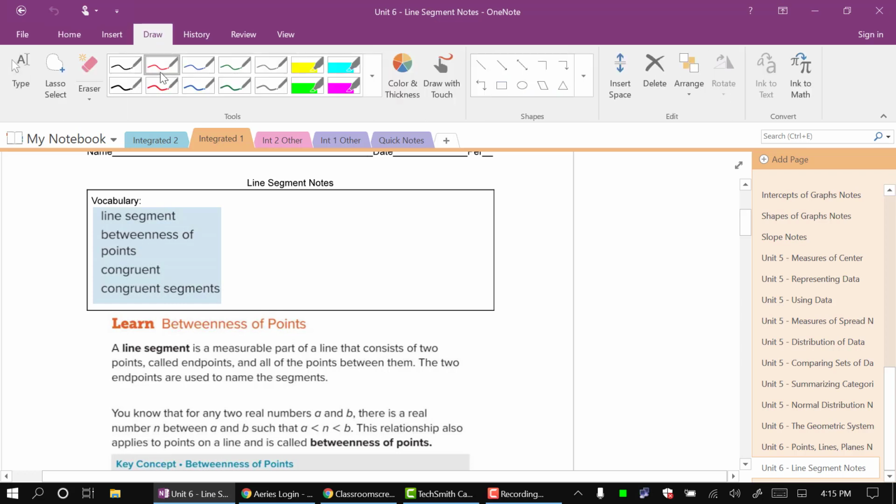You know that for any 2 real numbers a and b, there is a real number n between a and b such that a is less than n is less than b. This relationship also applies to the points on the line. It is called betweenness of points. So let's take a look at example 1.